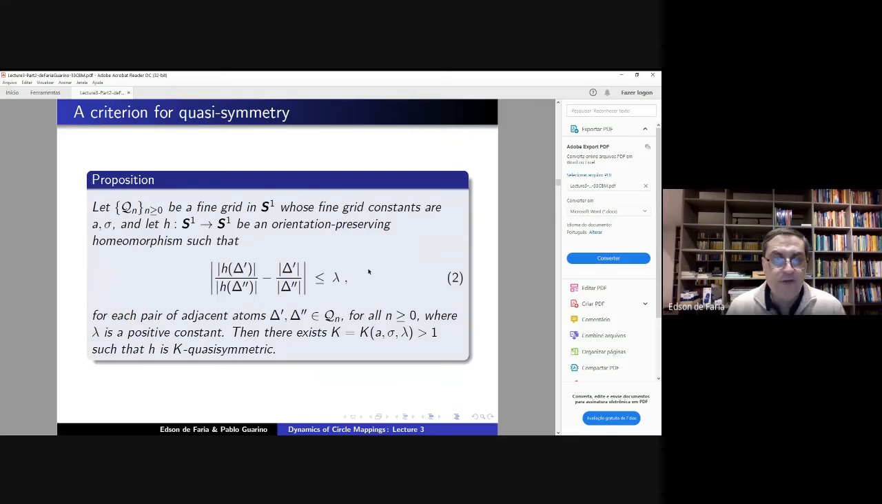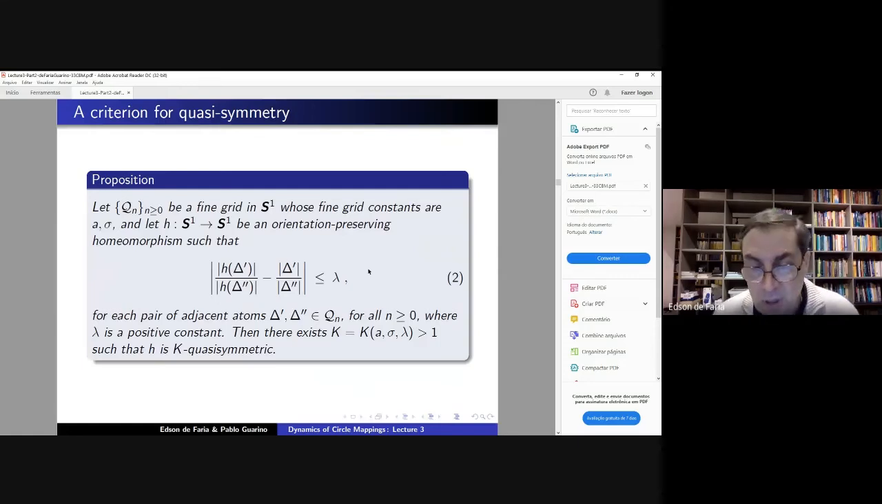If you take two adjacent atoms at a given level of one of the partitions in the fine grid, then the ratio of the lengths of the image intervals by H differs from this ratio by a bounded amount. There is some constant lambda that bounds these differences at each level. Okay, so a uniform constant. So if this happens, then it turns out you can prove that H is K quasi-symmetric, where K depends only on the data that you see there, the A, the sigma, and this lambda.